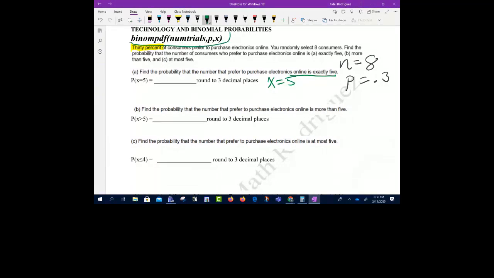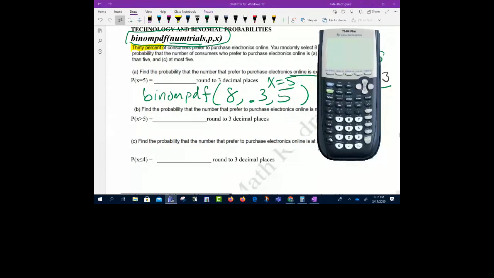Now, y'all, this is what I'm going to use. On my calculator, I'm going to get to this thing called binomial PDF. We're going to put our number of trials, which is my N, 8, comma, we're going to put our probability, which is 0.3, comma, and then our value of X, which in this case is going to be 5. Again, if you prefer using the regular formula, we can always do that too. This is just an alternative. So look, let me get my calculator going. We're going to clear everything.